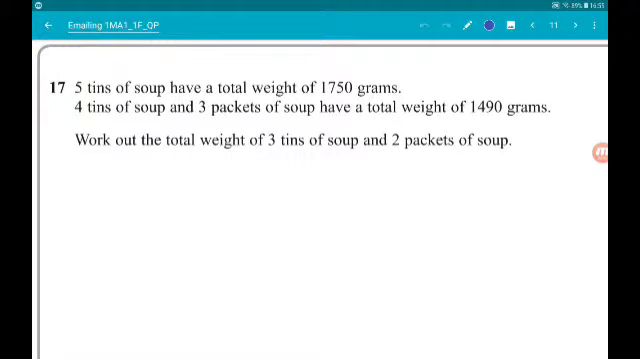Okay, question 17. So really, this is simultaneous equations, so I'll put my playlist down below. So 5 tins of soup have a total weight of 1,750 grams. 4 tins and 3 packets of soup have a total weight of 1,490 grams. We want to work out the total weight of 3 tins and 2 packets of soup. Okay, so it's 4 marks.